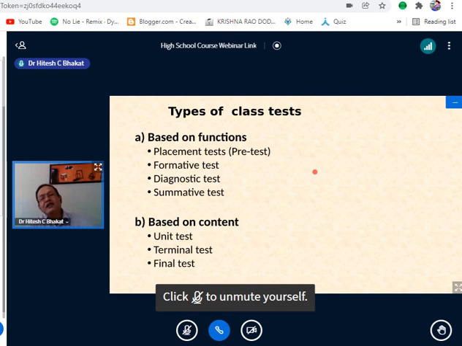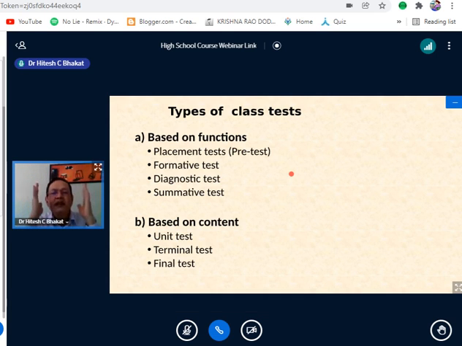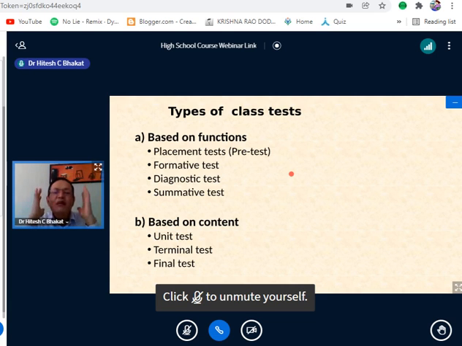Types of class tests: we said, based on function, there is the placement test, or pre-test. You had one pre-test on day one or day two, and again you will have a post-test also. So that is called the pre-test, or placement test: how much you already know. Our teaching should be based on and connected to that, anchored in the learning that you already have, from known to unknown. Then there is the formative test, as I said, to make learners form their process correctly.